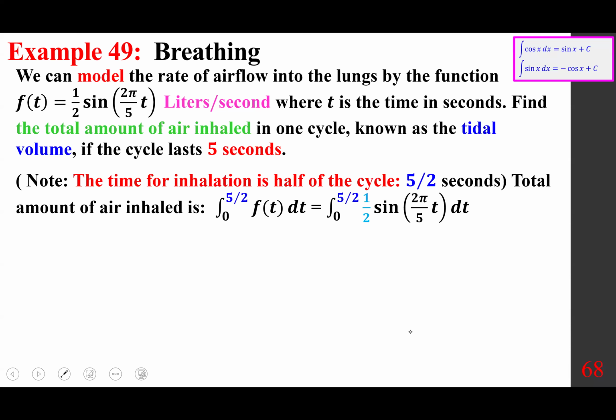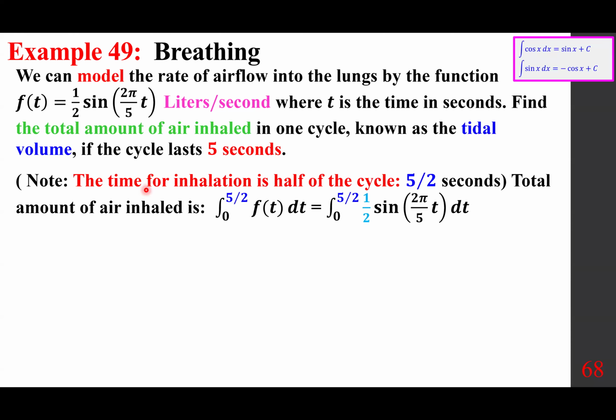All right, we are ready to move on. We can model the rate of airflow into the lungs by the function f of t is 1/2 sine 2 pi over 5 t liters per second. So that's a rate. That's the derivative function. Where t is the time in seconds, find the total amount of air inhaled in one cycle, known as the tidal volume, if the cycle lasts 5 seconds.